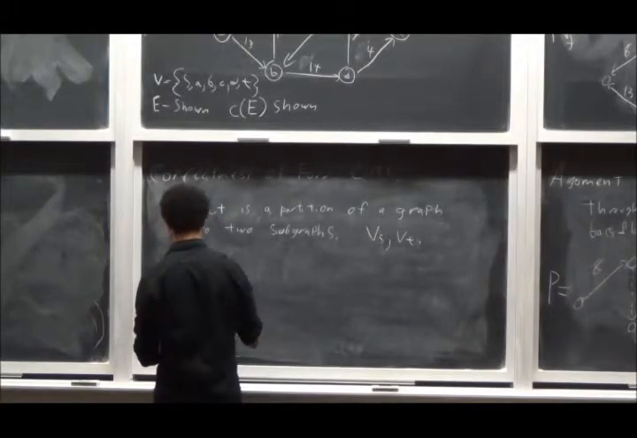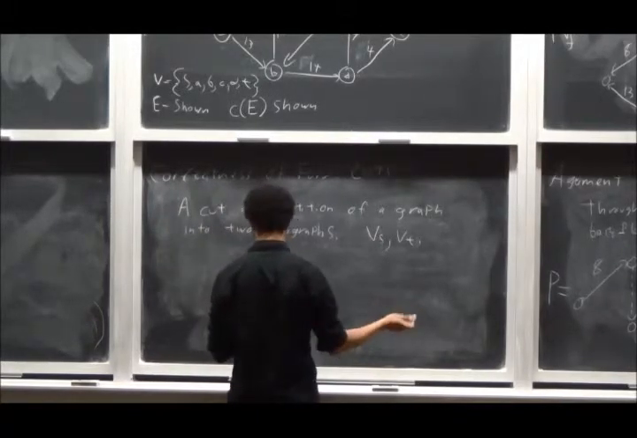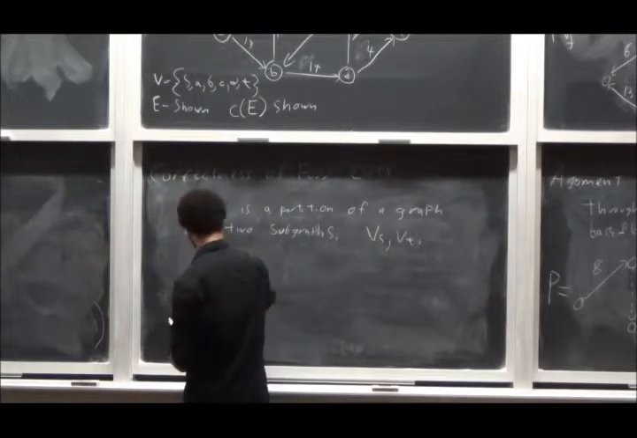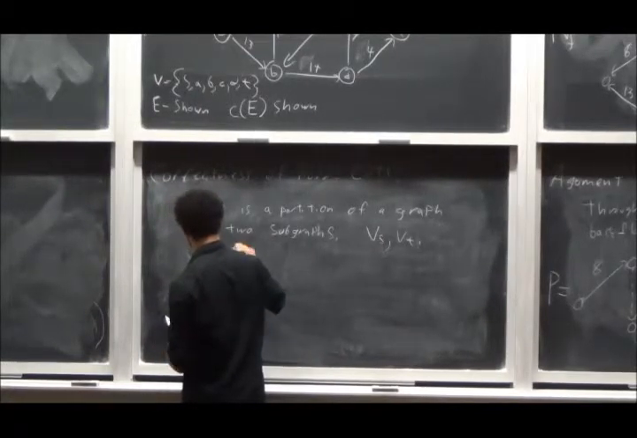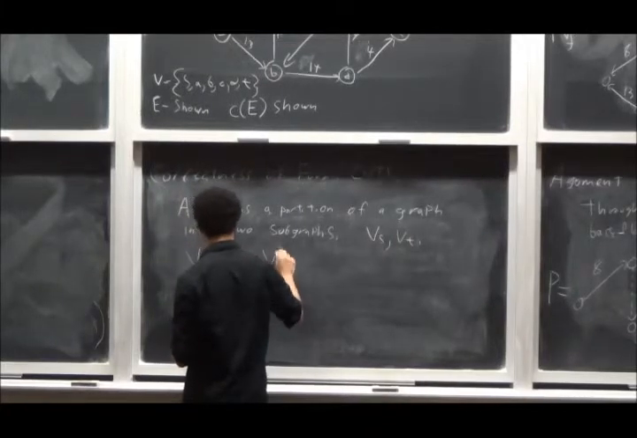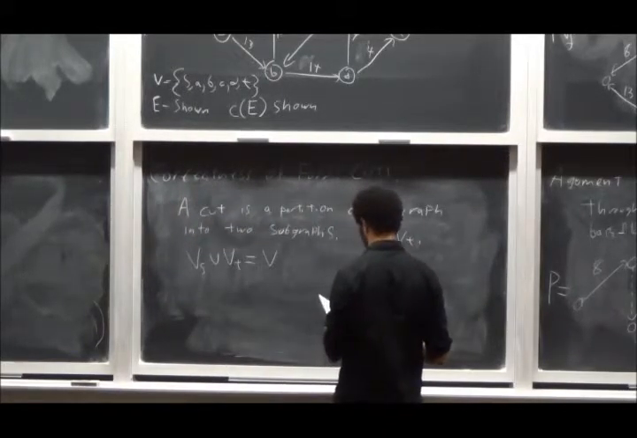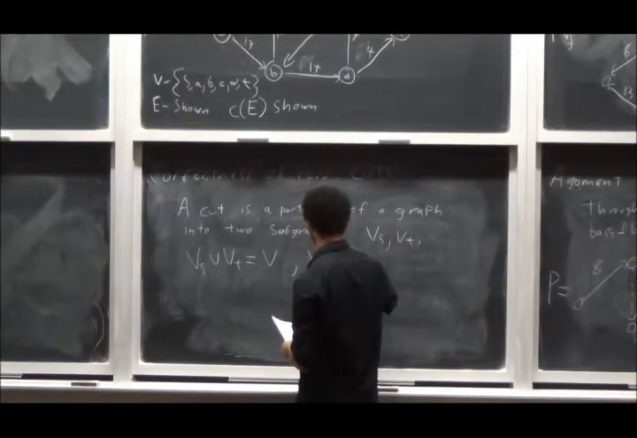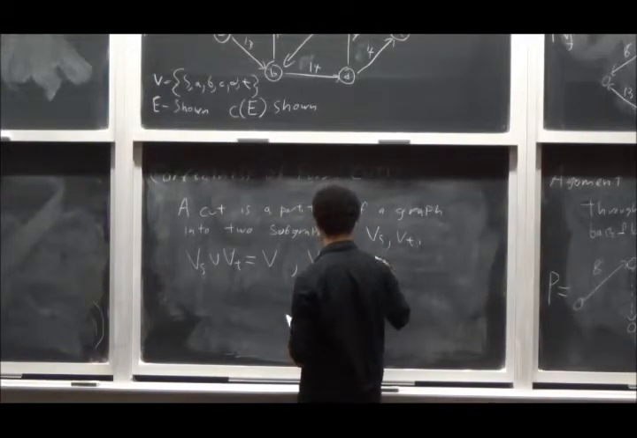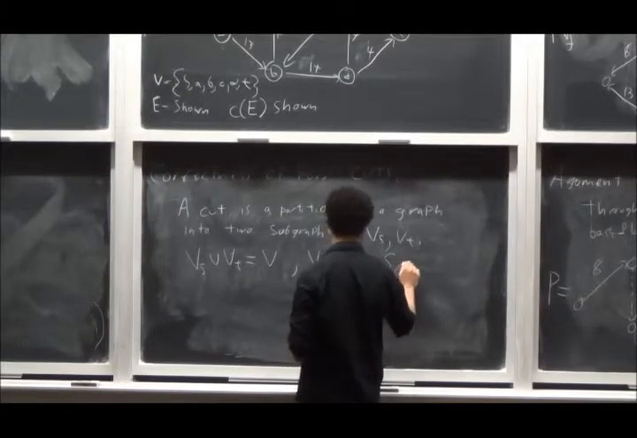It's going to have the property that if we take the union of them, that will recover the original vertices. So the union is preserved, and if we take the intersection, there's nothing there. So it's all the nodes and no redundancy.